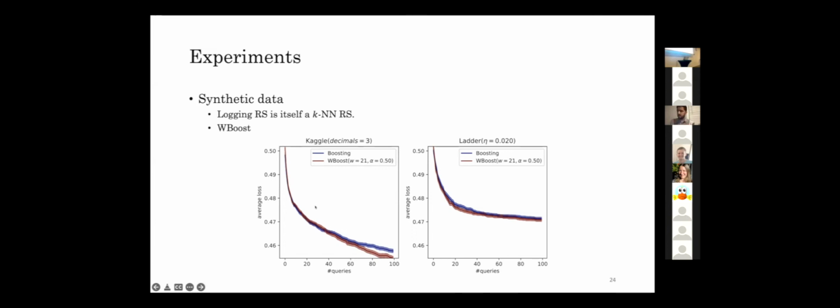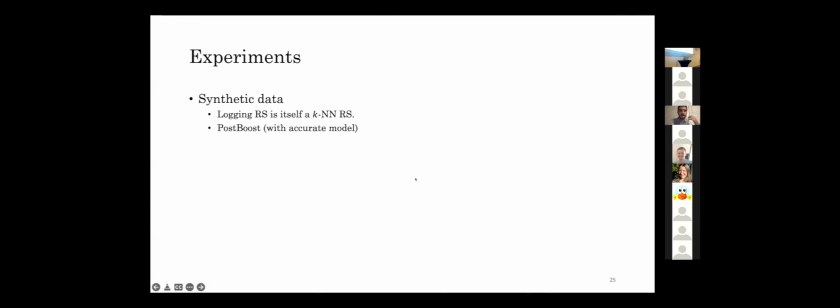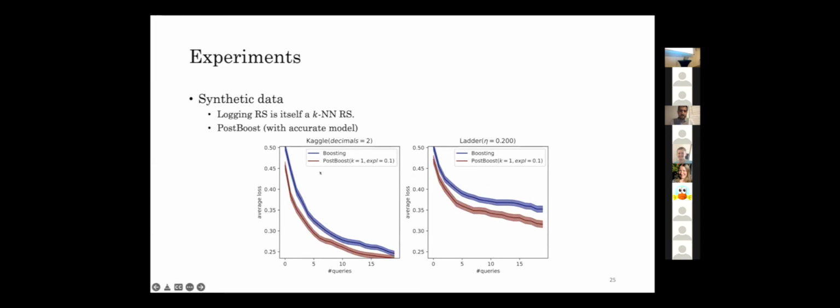Here we see, for example, that this W boost is gradually learning the distribution shift, but it's kind of unsuccessful when the mechanism is ladder. And what about post boost? Post boost is kind of an optimal mechanism if it has the accurate model. What we see here is that post boost is almost always about 3 to 5% better than the boosting attack, which shows the importance of the sequential information.